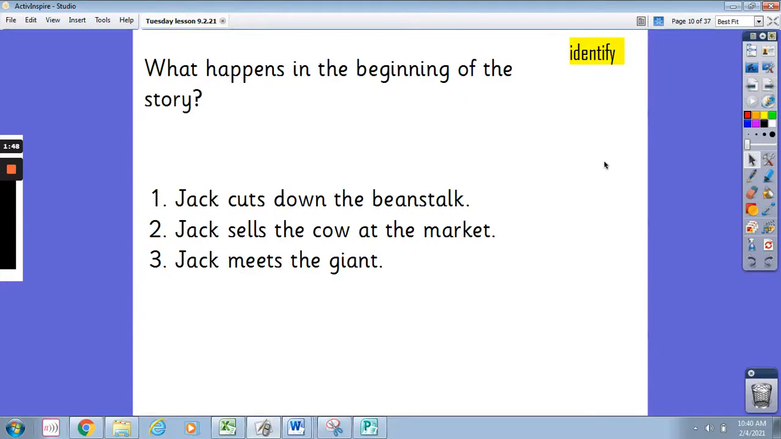So what happens in the beginning of our story? Have a think about our story of Jack and the beanstalk. What happens in the beginning? Is it number 1, Jack cuts down the beanstalk? Number 2, Jack sells the cow at the market? Or is it number 3, Jack meets the giant? Pause the video and you can write down which one you think it is. Brilliant, well done. At the beginning of our story, Jack sells the cow at the market.